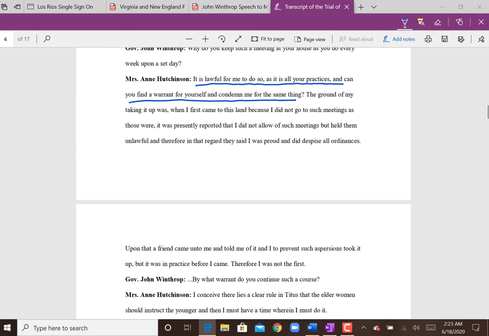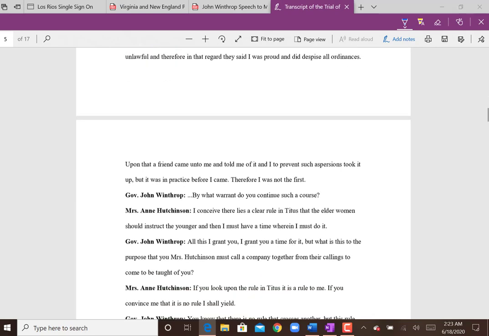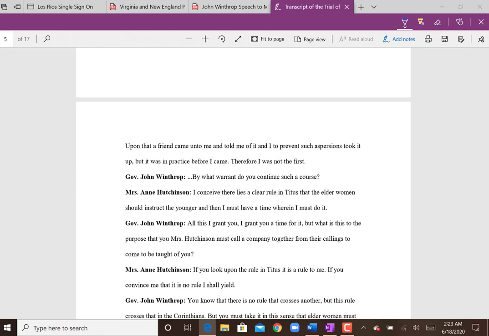Well, and then he goes into, what warrant do you have to continue such a course, right? What rule are you saying you have the freedom to do so? And I conceive there lies a clear rule in Titus that the elder woman should instruct the younger, and then I must have a time wherein I must do it. So then she says this is where it says in the Bible that an elder woman should instruct the younger. All this I grant you a time for it, but what is this to the purpose that you, Miss Hutchinson, must call a company together from their callings to come be taught by you?